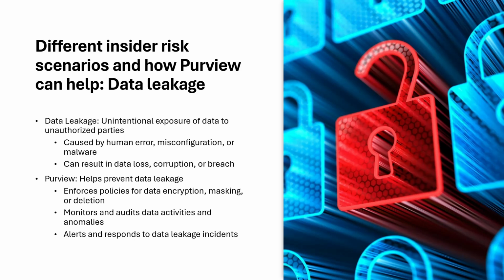Now, Purview can help us to prevent data leakage by enforcing policies that would require things like data encryption, data masking, or data deletion, based on the sensitivity of the data, the location of the data, and of course, the destination of the data, amongst other criteria. It can also help us to detect data leakage by monitoring and auditing data activities and anomalies, and of course, alerting and responding to data leakage incidents.